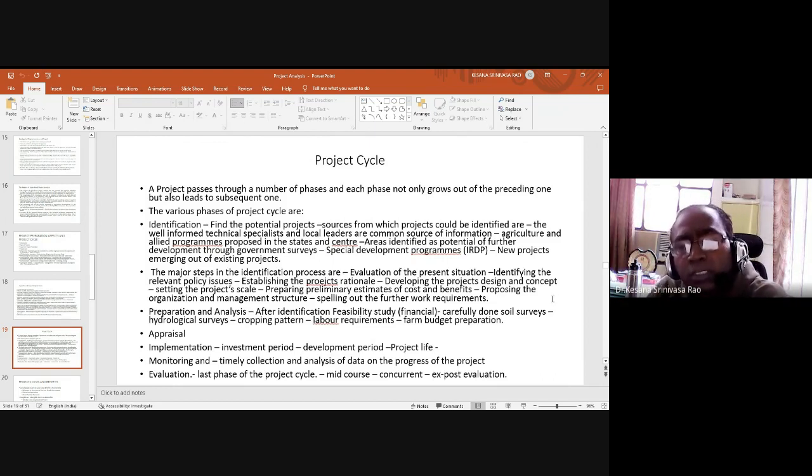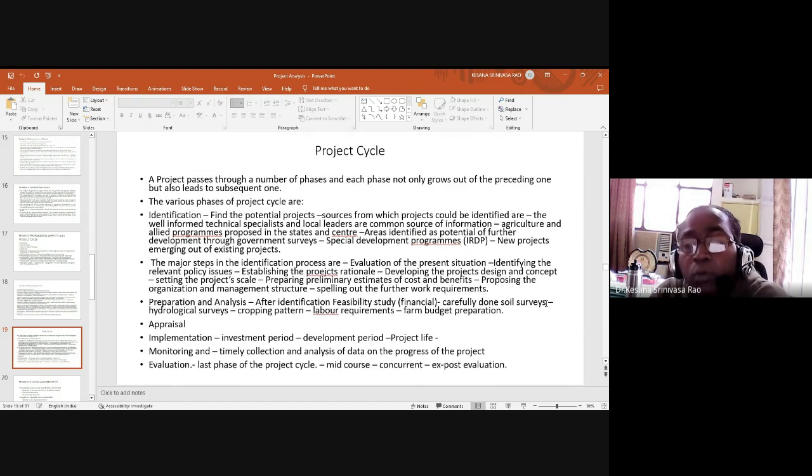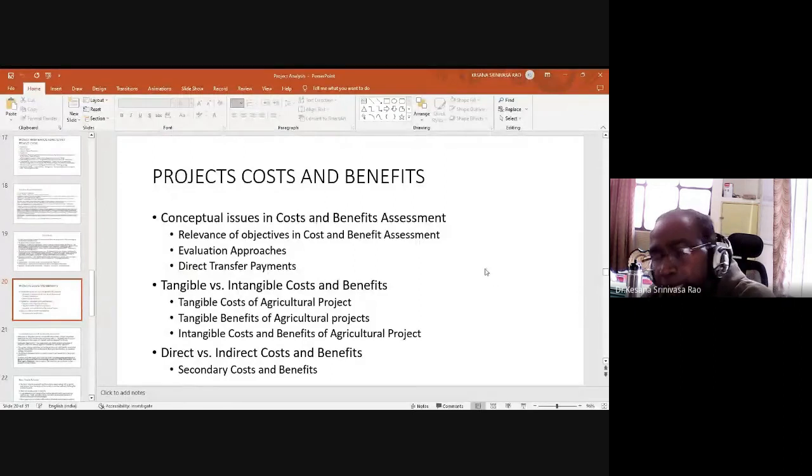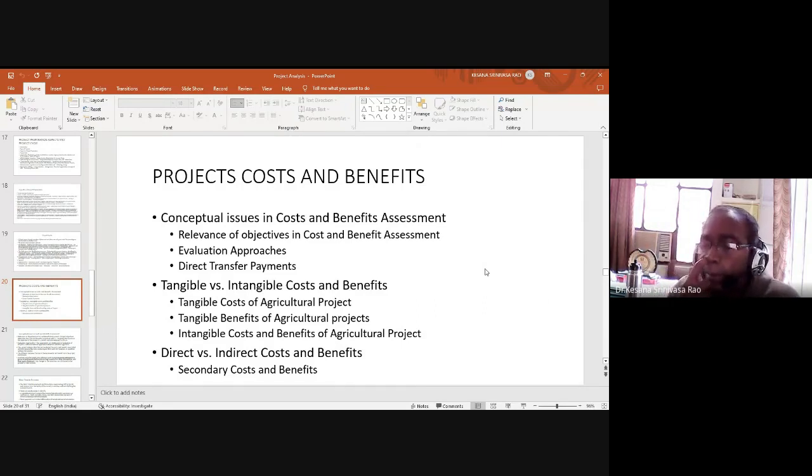How cycle means, for every project these types of things keep on continuously being done, and finally where you are and how you are in a position to achieve good results can be explained by the project cycle. Then project's costs and benefits. These are the most important aspects.